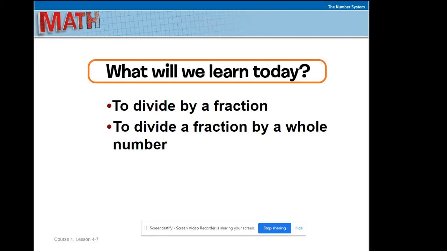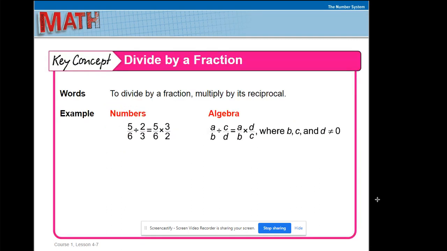We are on chapter 4, lesson 7. We have this one and one more lesson to go in this chapter, and then we are done with chapter 4 and fractions. So, maybe not forever, but definitely for a second. Today we're going to be learning about how to divide by a fraction and to divide a fraction by a whole number. To divide by a fraction, we are going to multiply by its reciprocal.